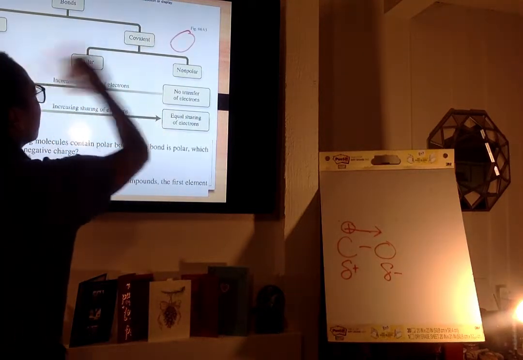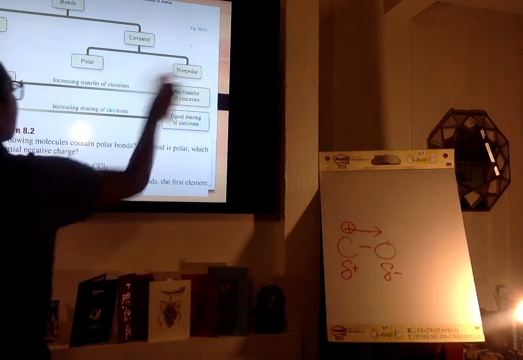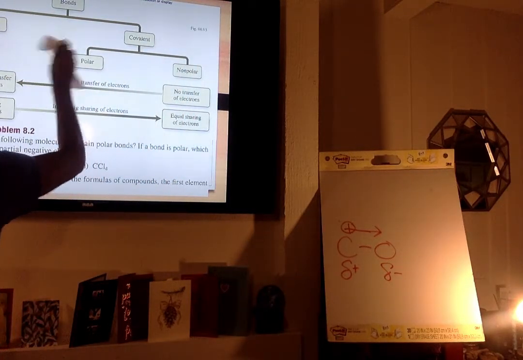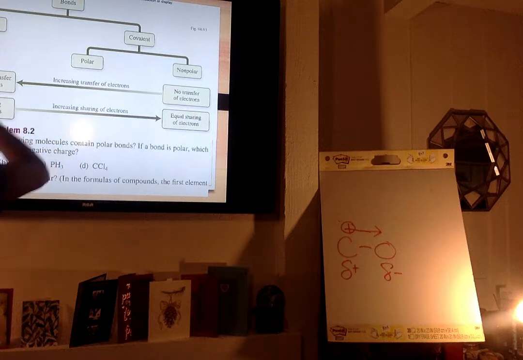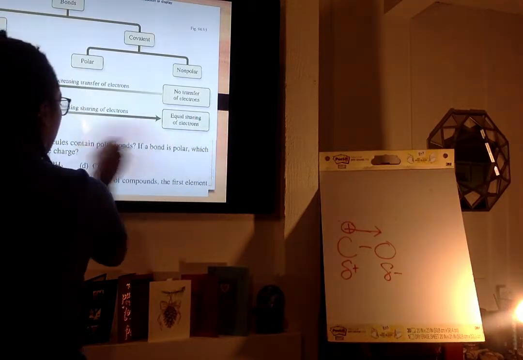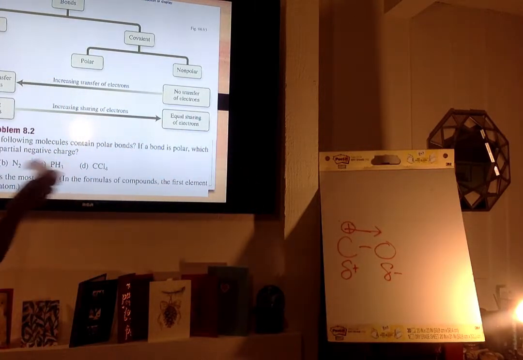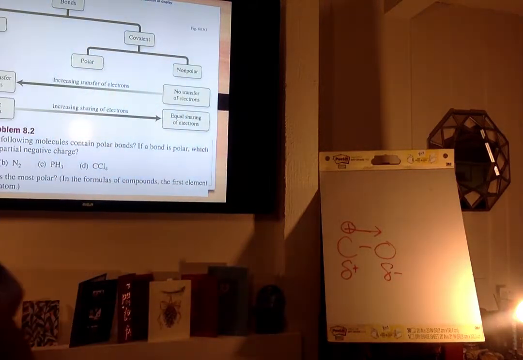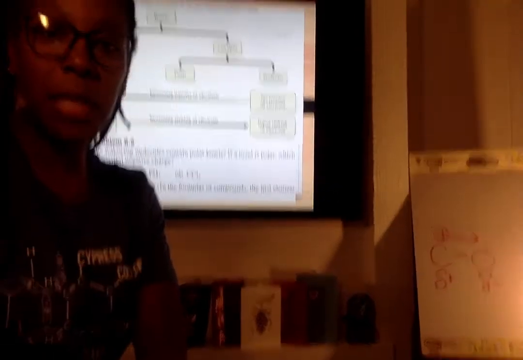Obviously the best way to learn is to do examples. So, which of the following molecules contain polar bonds? If a polar bond, which atom has the partial negative charge? Okay, so let's, sorry about that.